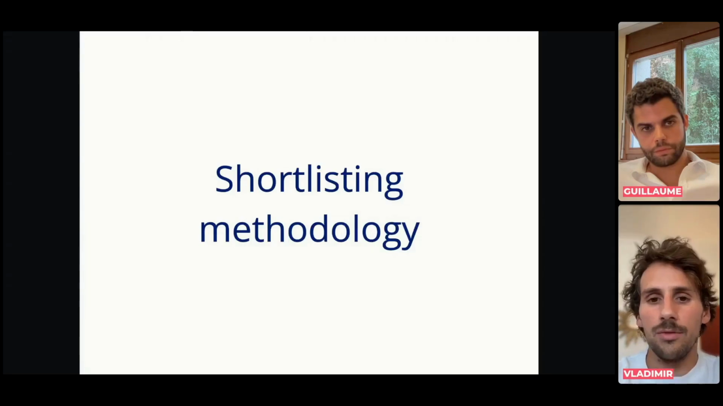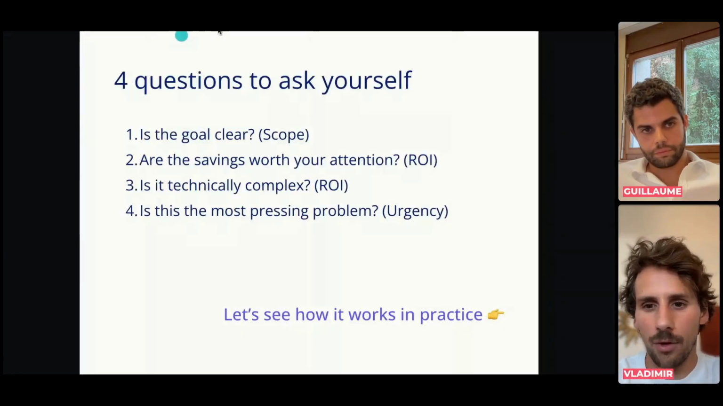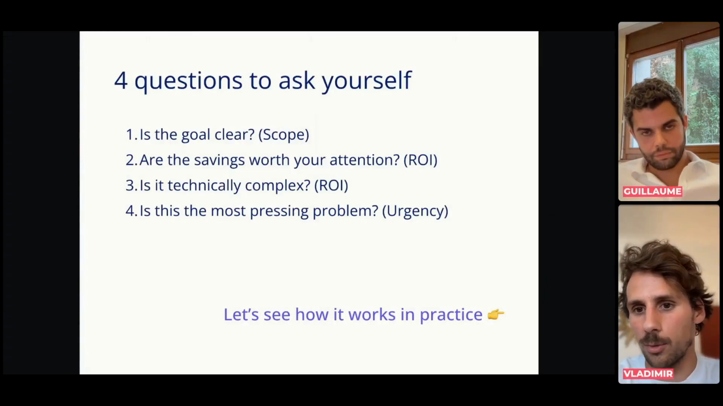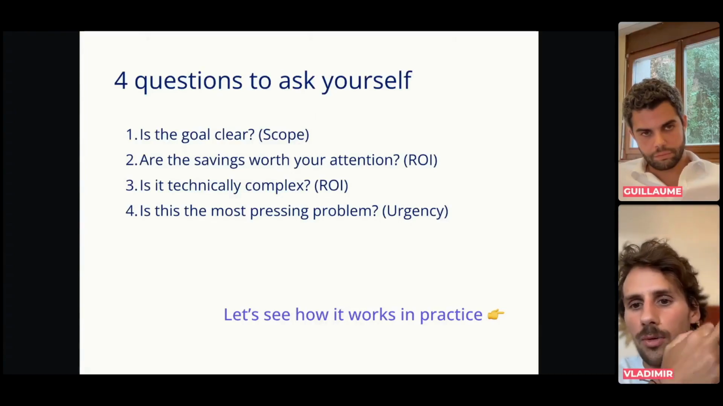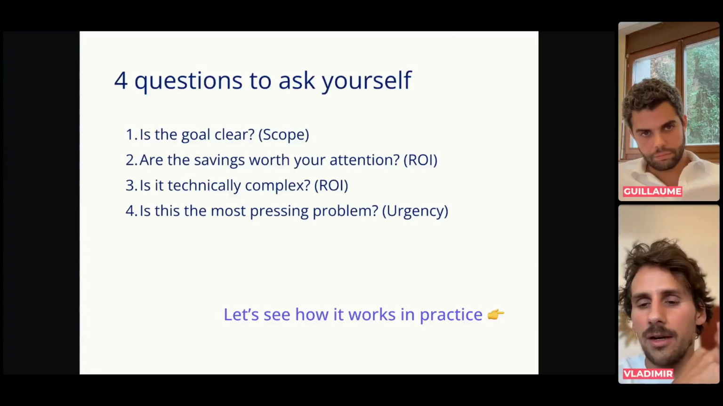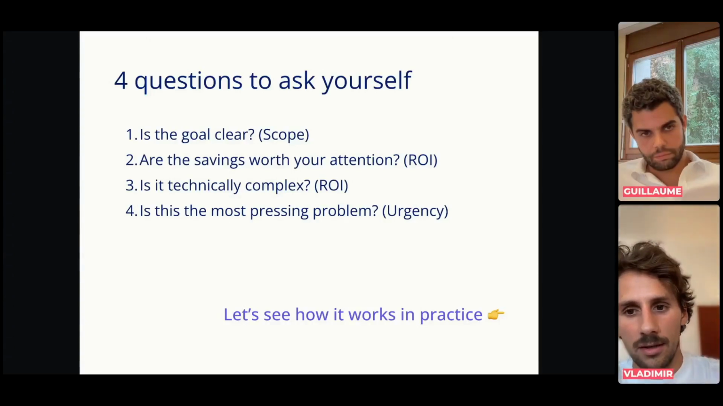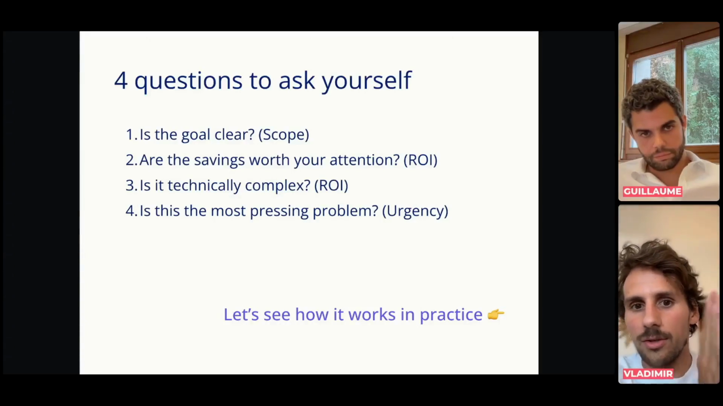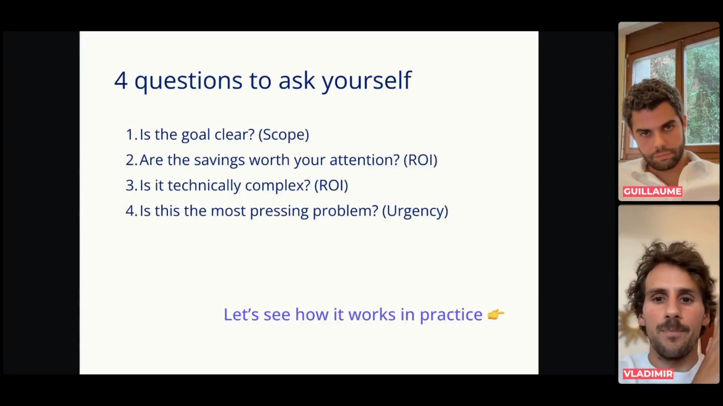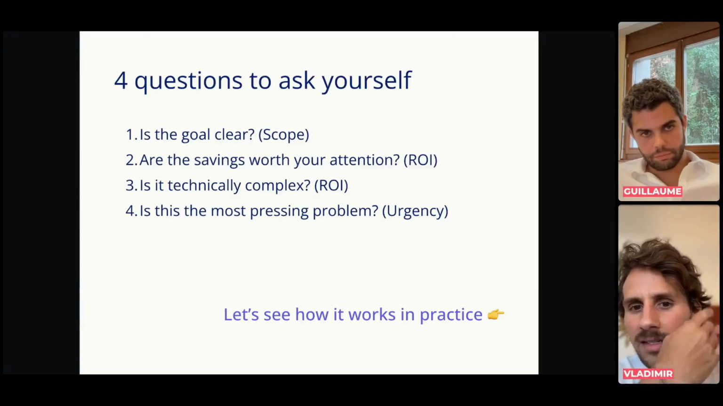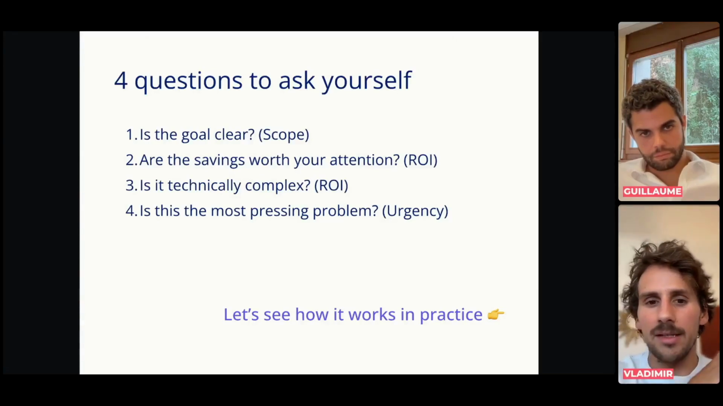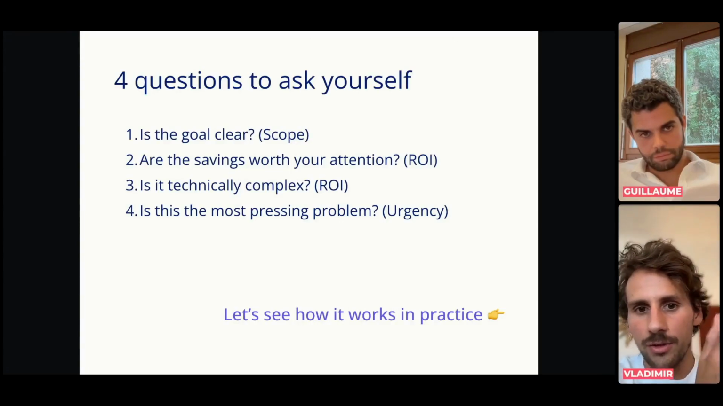So how can you actually shortlist a workflow? For that, there are basically 4 questions you need to ask yourself. Starting from the checklist, you have a bunch of workflows. Now you want to understand which ones are worth building. The first question you need to ask yourself is: is the goal clear? In other words, do you know where it starts? Do you know where it ends? Do you know exactly the ideal outcome? Is it clear how this is going to impact your operations?